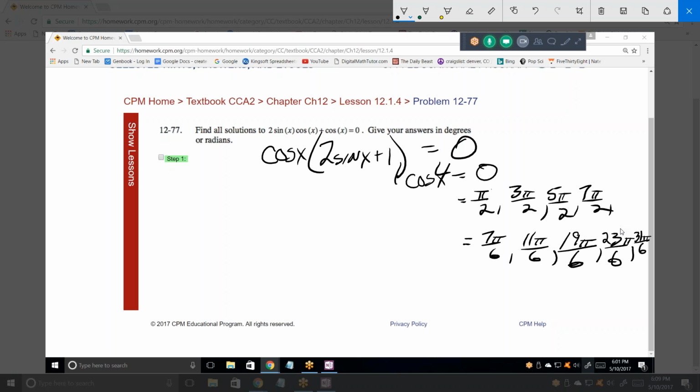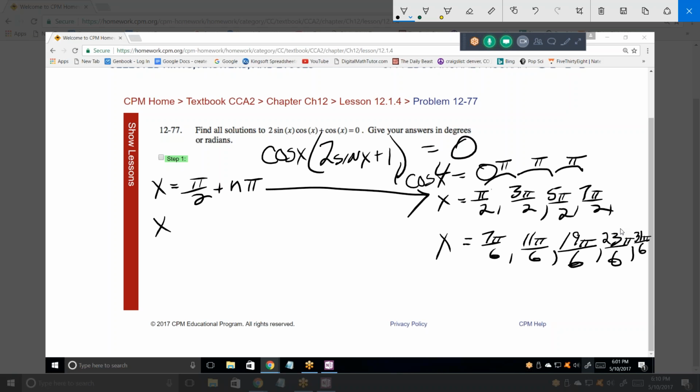Because I can describe the first series as what? Pi over 2 plus, not 2 pi, just plus n pi. Notice that these are all separated by exactly pi, 2 pi over 2, which is pi. Okay? So this series describes that set of answers all the way from negative infinity to positive infinity. Now, how about the second series? I'm going to need two descriptions for it. What's the first one? 7 pi over 6 plus 2 pi times n. And what's the second one? 11 pi over 6 plus 2 pi times n.